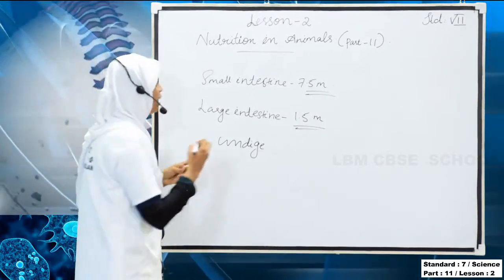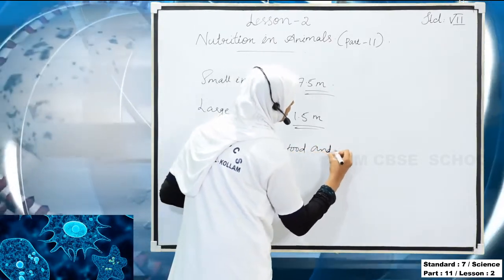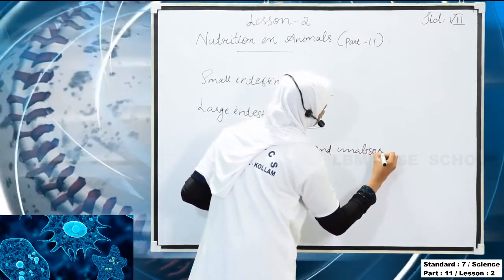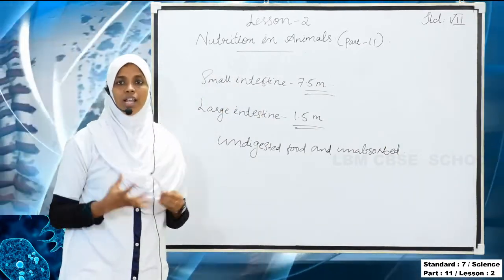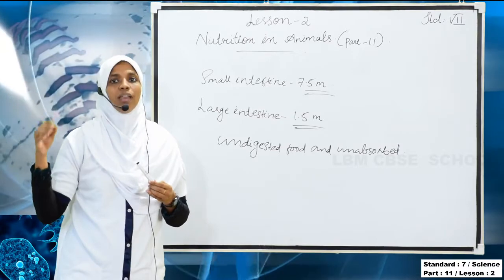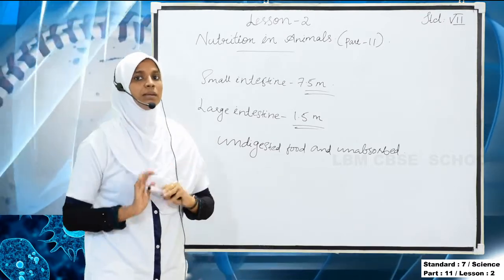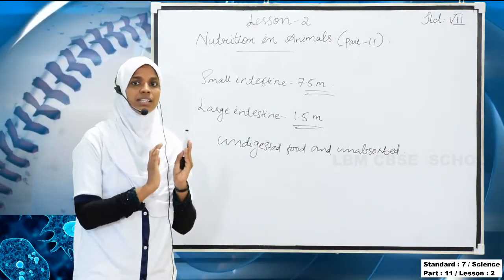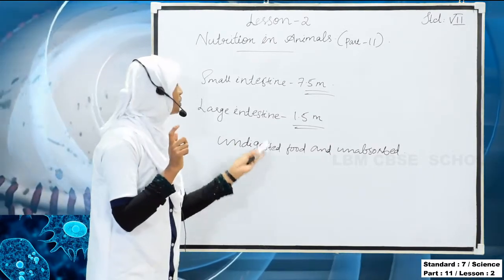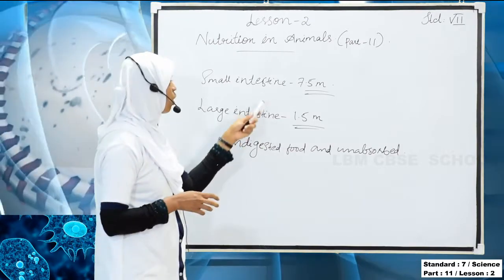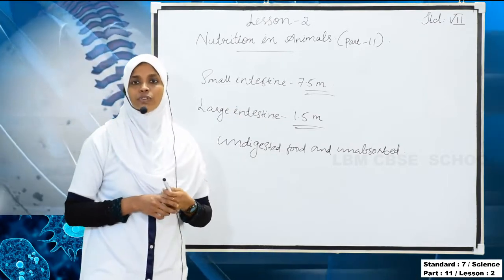The remaining undigested food and unabsorbed food goes to where? That goes to the large intestine. The digestion is almost completed in the small intestine, and the undigested and unabsorbed food goes to the large intestine, which is 1.5 meters long, while the small intestine is 7.5 meters long.